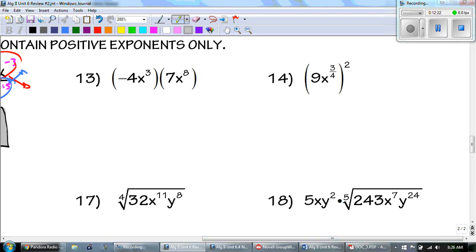All right. Number 13. Remember, we multiply the coefficients. 4 times 7 is 28, and it's going to be negative 28. And then we add the exponents. 3 plus 8 is 11.